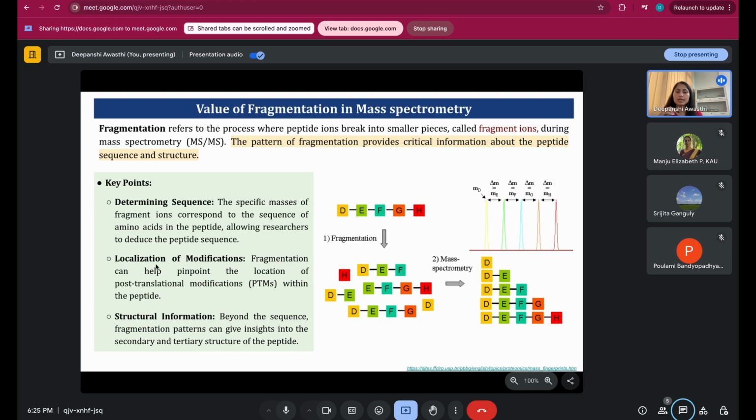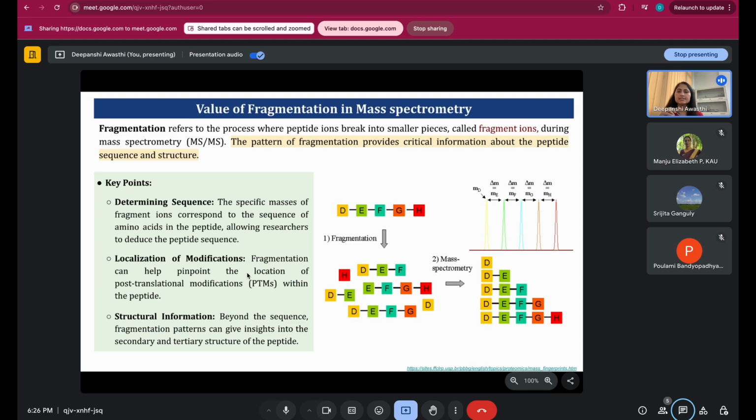And it can also help us to localize the modifications, so that we can pinpoint where the modifications are present by looking at the fragments which are generated, because their mass to charge ratio will vary. Because in the last presentation we have also seen that if there is some post translational modification, which could be phosphorylation or acetylation, then if we fragment it, its mass to charge ratio will change, its mass will increase. So in that way we'll be able to distinguish, because we already have a table which contains the information of all the theoretical masses.